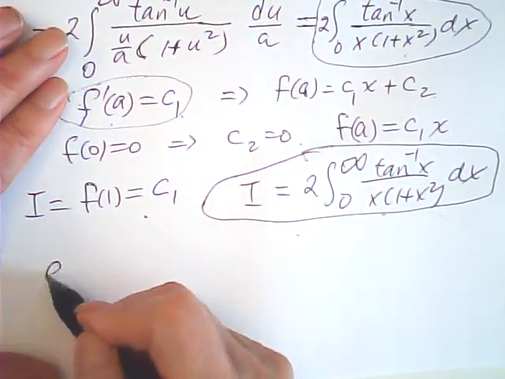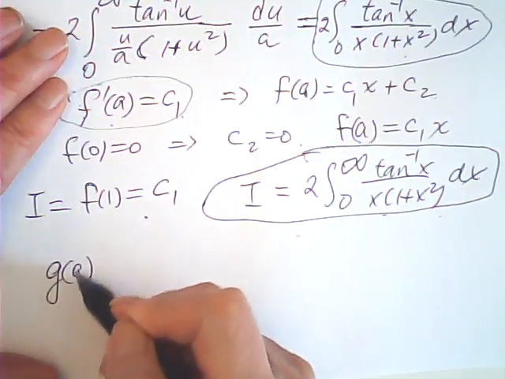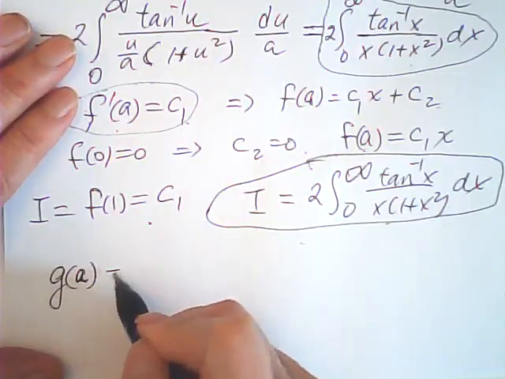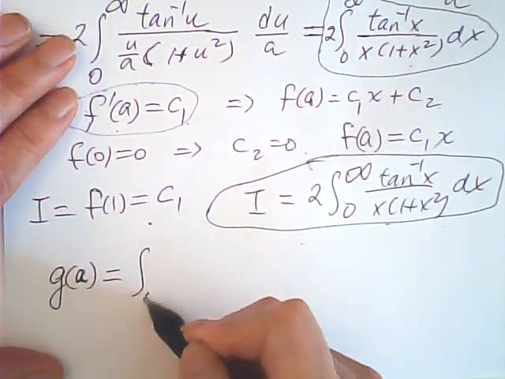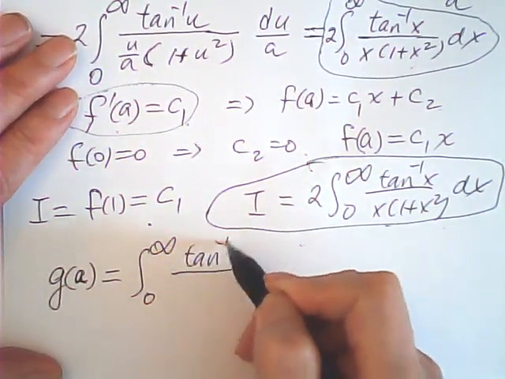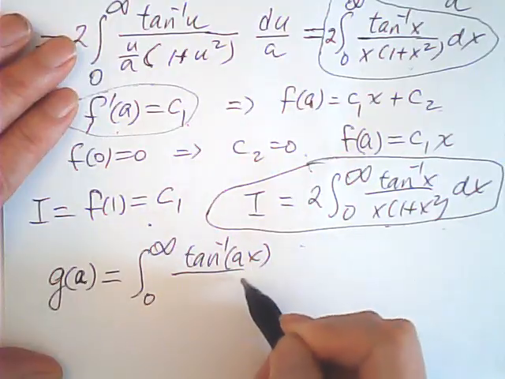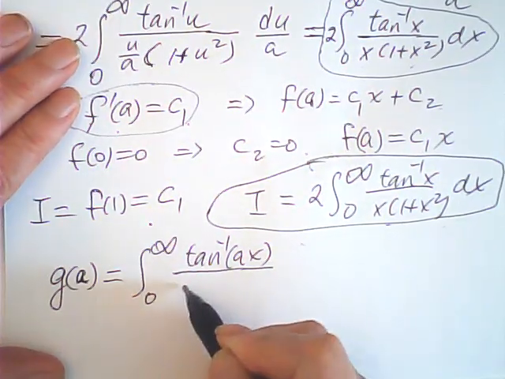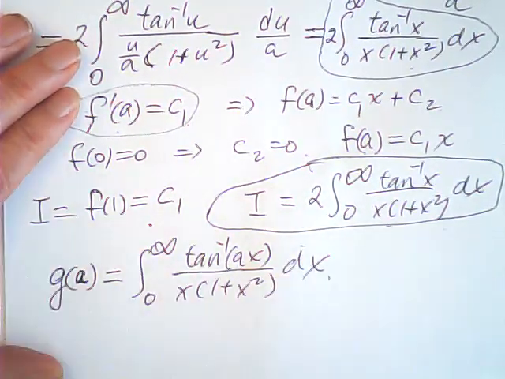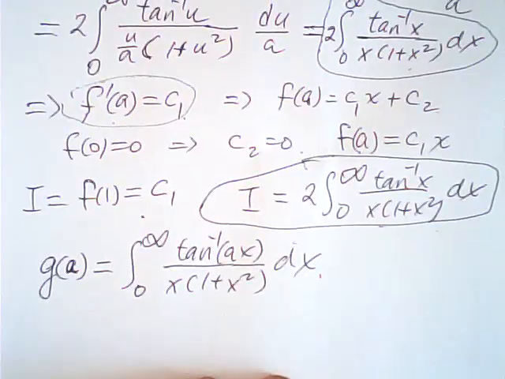So I'll let g of a, this time use g, equal to the integral of arctangent ax over x times 1 plus x squared dx.